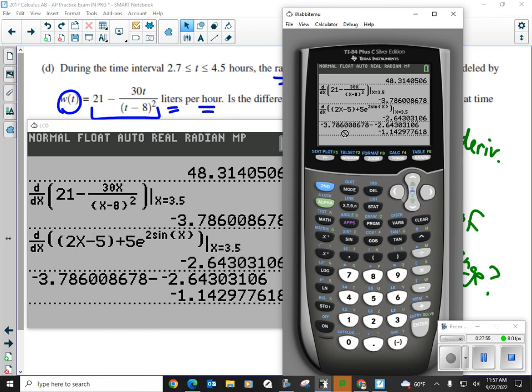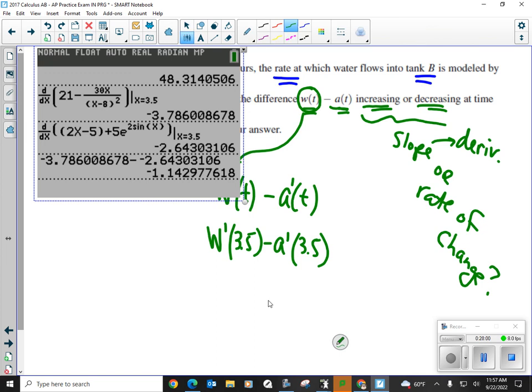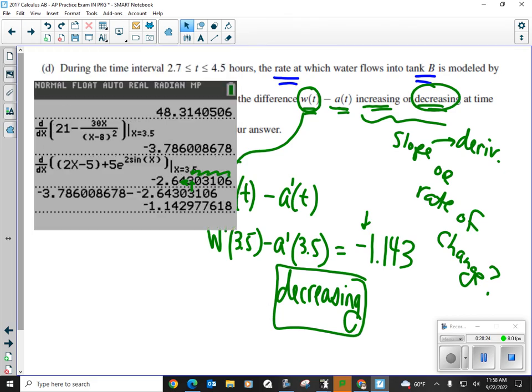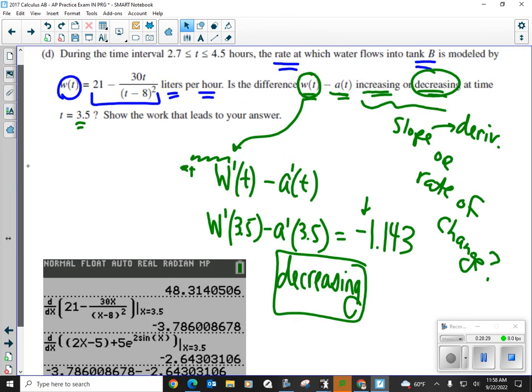Oh, I have everything right here. If you want, you can write these numbers down, but this is negative 1.143. It should go up to a 3 because the number after it is 5 or bigger. If it's negative, it's decreasing, so it's decreasing. Answer the question: decreasing. Show your work. I just did. I put W prime of 3.5 minus A prime of 3.5. Show the work, and there you go.